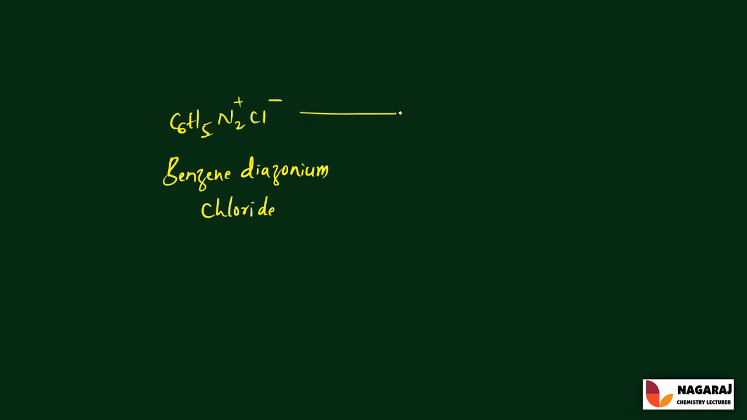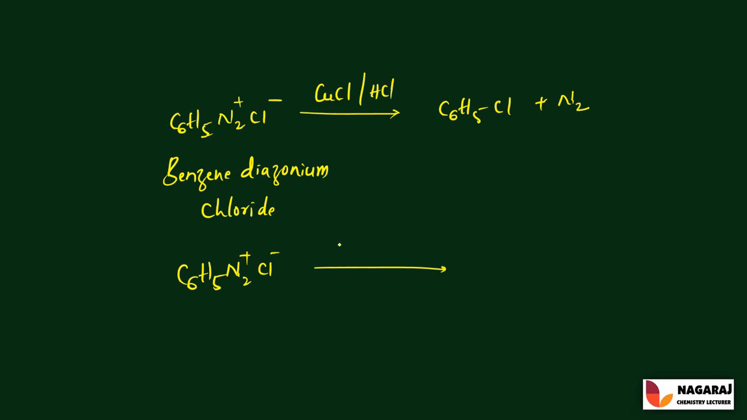For example, let us say C6H5N2+ Cl-. It is called benzene diazonium chloride. This benzene diazonium chloride reacts with CuCl in the presence of hydrochloric acid. So it gives the product C6H5Cl, where the halogen is Cl, plus nitrogen gas is eliminated. Or this C6H5N2+ Cl- reacts with cuprous cyanide in the presence of potassium cyanide. So it gives the product C6H5CN, plus the byproduct N2 gas.